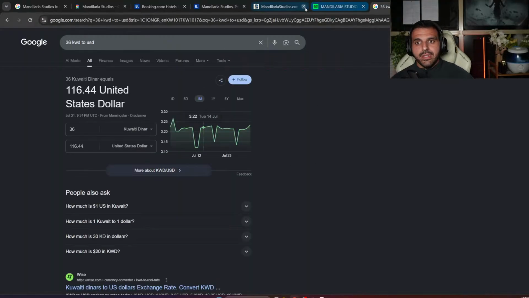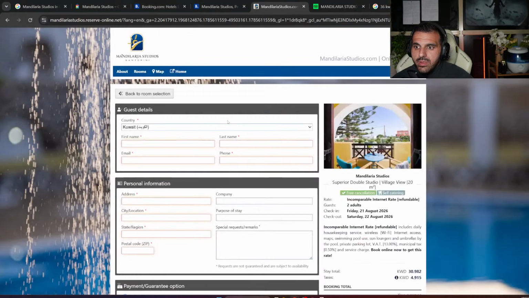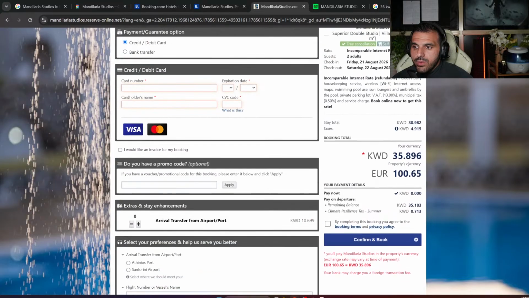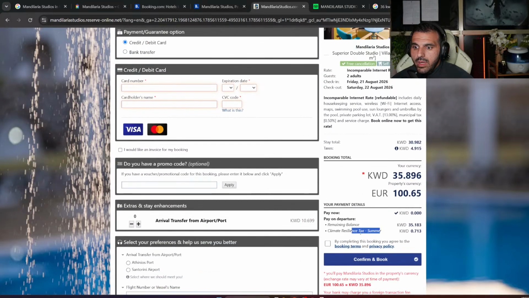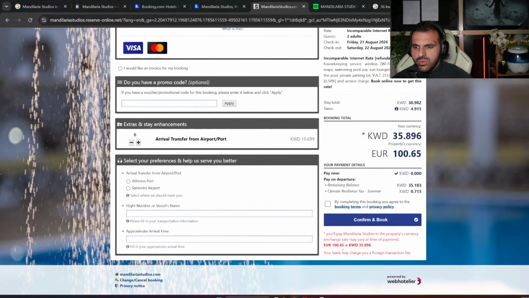Which is around 116. Does that include taxes? Well, I'm not sure actually. Does that include taxes? 100 euros. Climate resilience tax summer. Wow. So they take around maybe 5%. No, should be less than that.